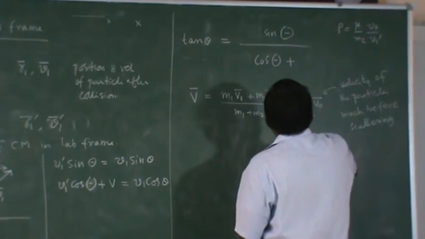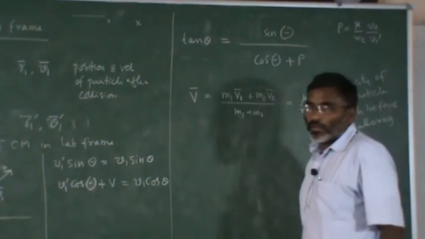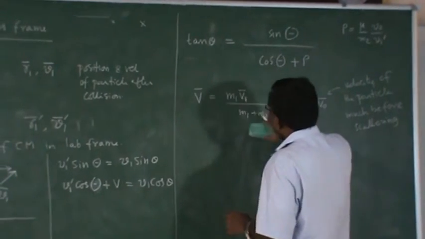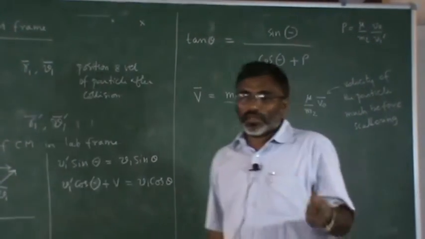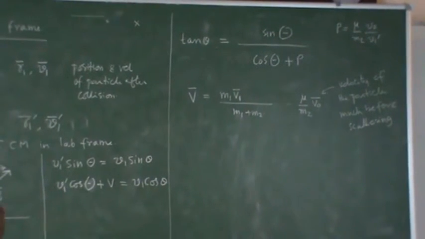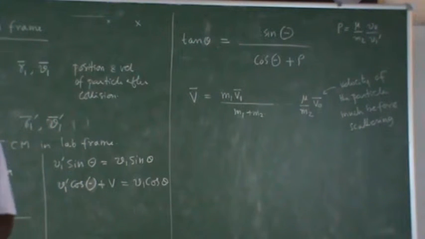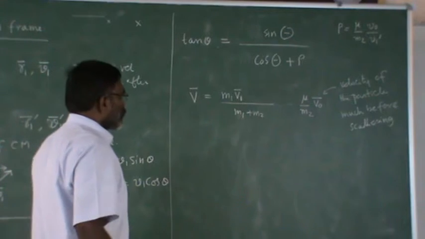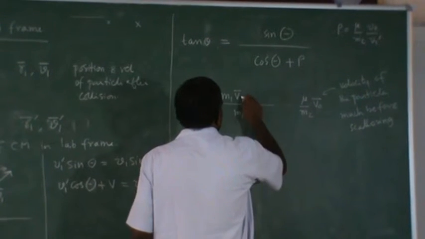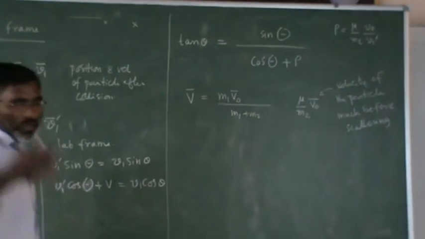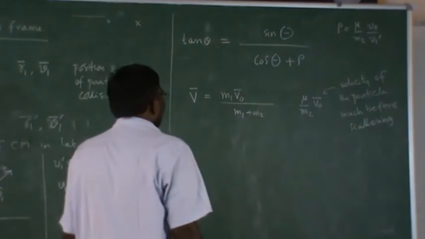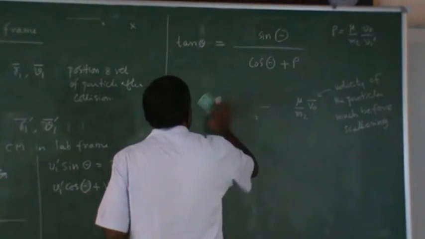So, M1 by M1 plus M2 is mu by M2, where mu is the reduced mass. This is the center of mass velocity, which will be there only in the lab frame. What is V1 and V0? I am calling V1 as V0, the velocity of the initial particle. Okay, so now we have this.